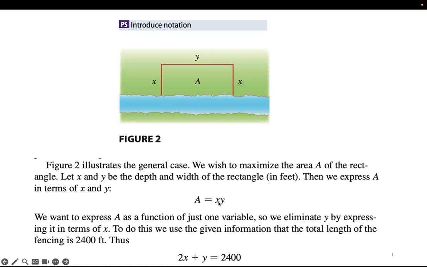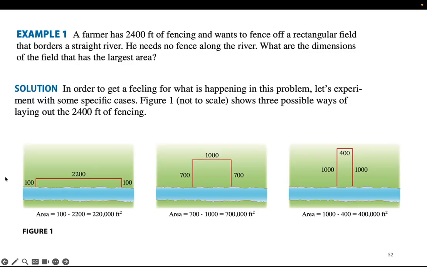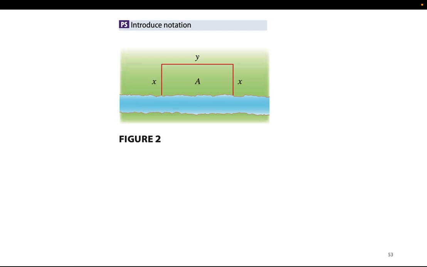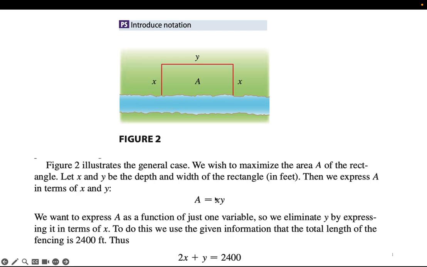Notice this area involves actually two variables, x and y. But x and y are related, right? Because, for example, if I make this 1200 and this 1200, then this has to be 0. So you cannot make these whatever you want. These depend on each other. There's a relationship. So that means these are not independent; these are dependent, and the relationship between them can help us eliminate one of the variables. If we figure out how they're related, we can eliminate one of the variables.